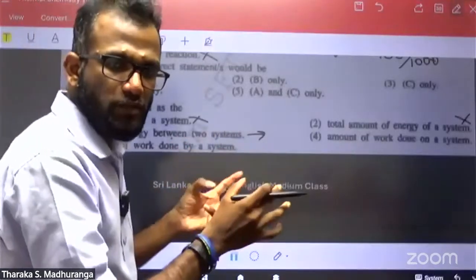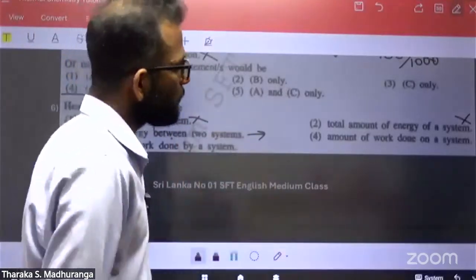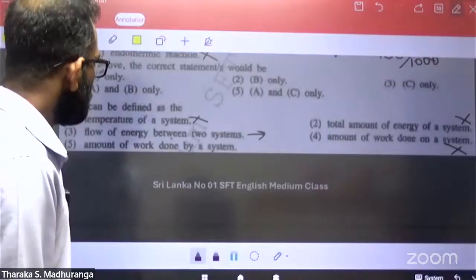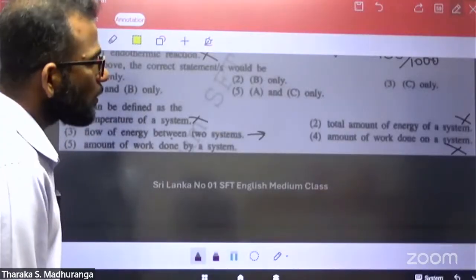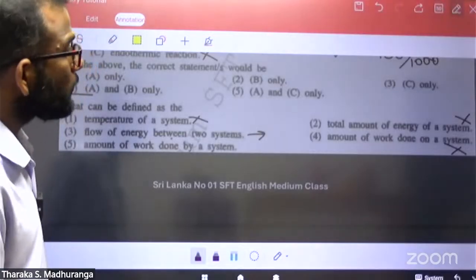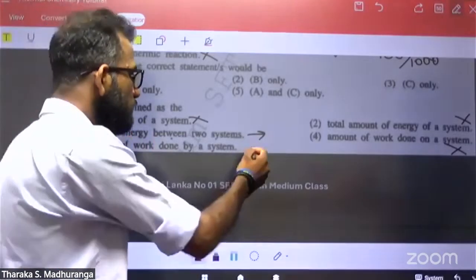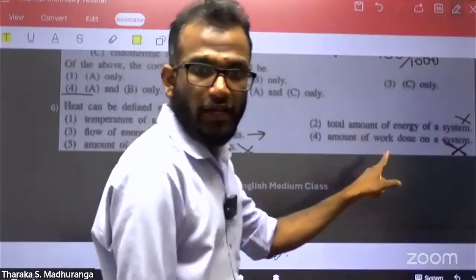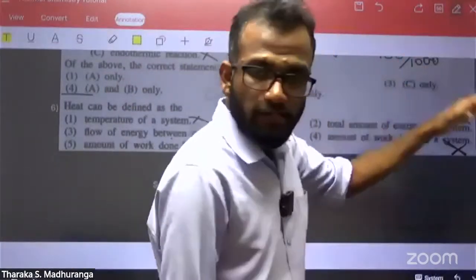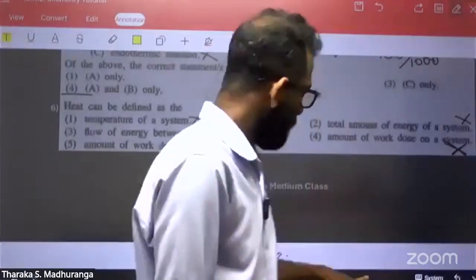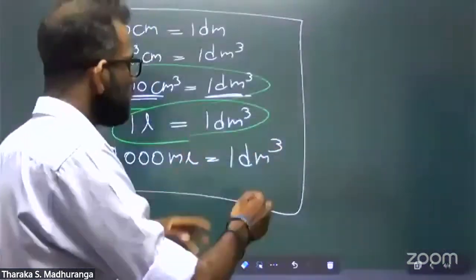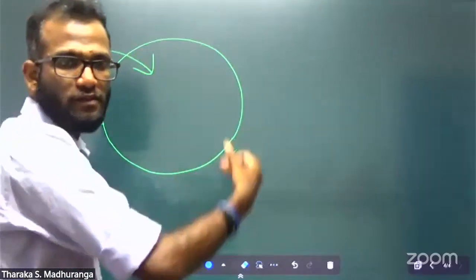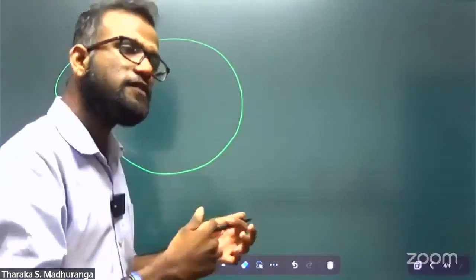In this type of question, you need to select the most appropriate, most accurate answer. The amount of work done by a system is not heat. The amount of work done on a system, or the amount of work done by a system, not both. It is not the same answer. Understand the difference? Think of this as the system. The amount of work done on the system, then what happens? The energy level in the system is increasing.